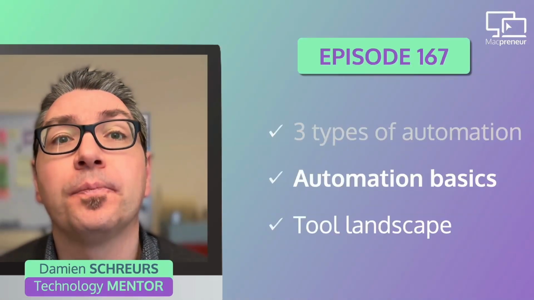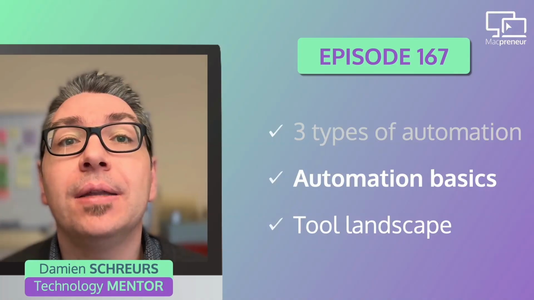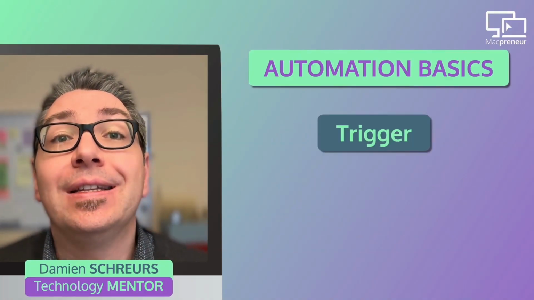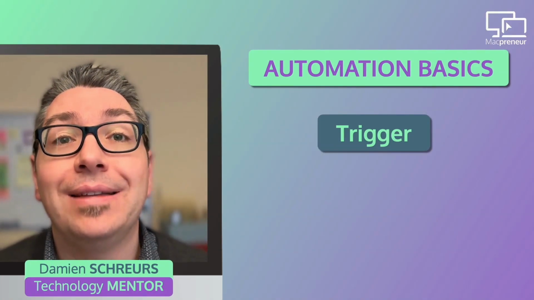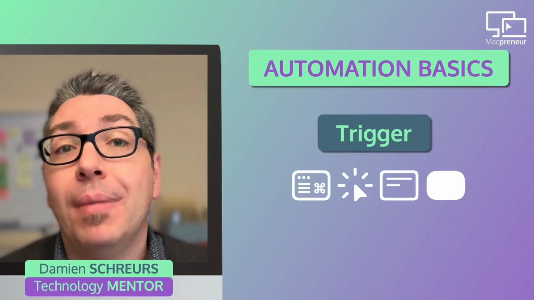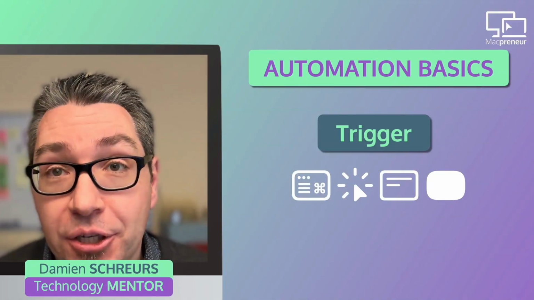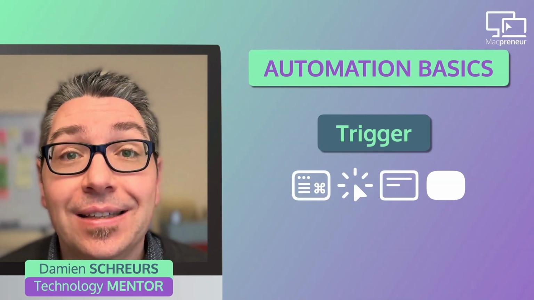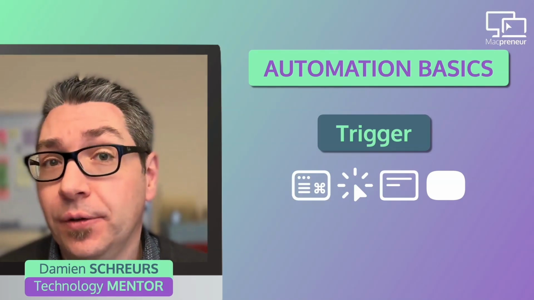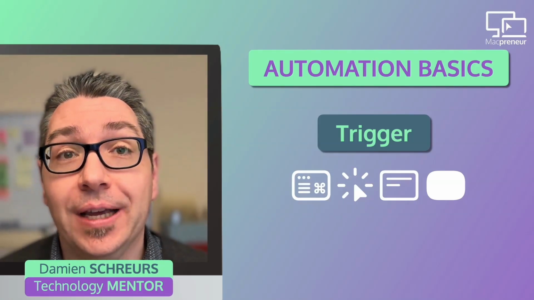Now, if you're new to automation, let me briefly go over the main building blocks. It starts with a trigger, which can be manual or automatic. Examples of manual triggers would be keyboard shortcuts or trackpad gestures or clicking a button. Could also be selecting text, turning on a specific focus mode, or pressing a button on a Stream Deck.